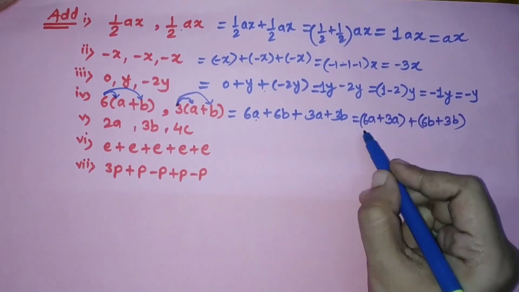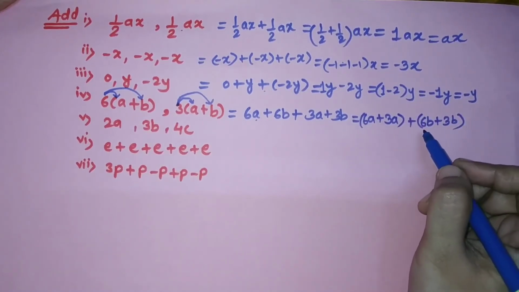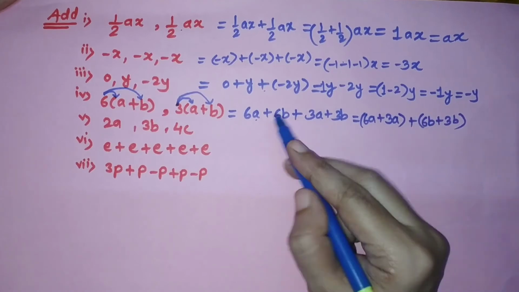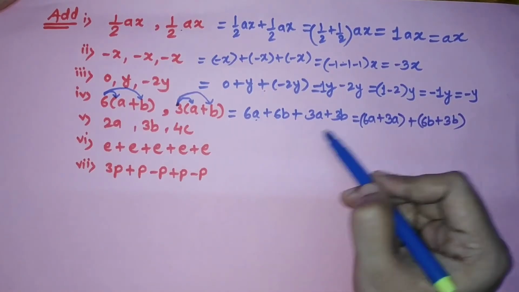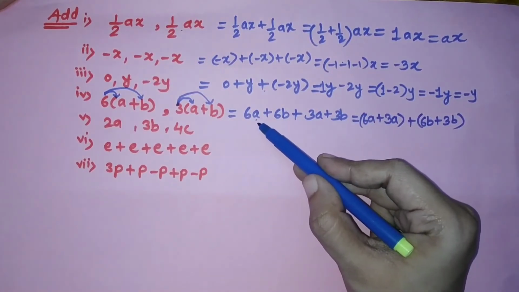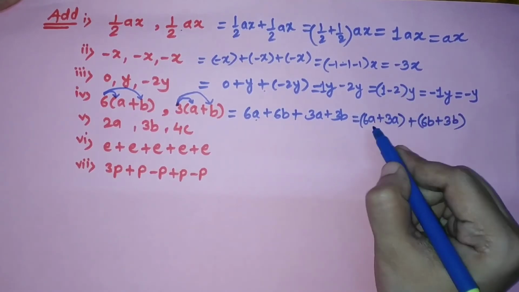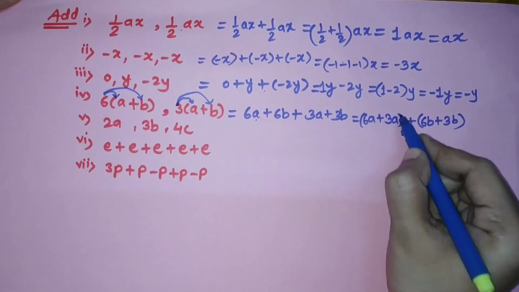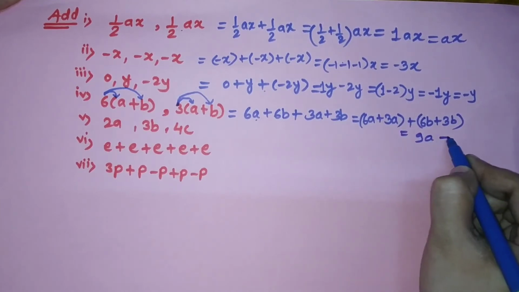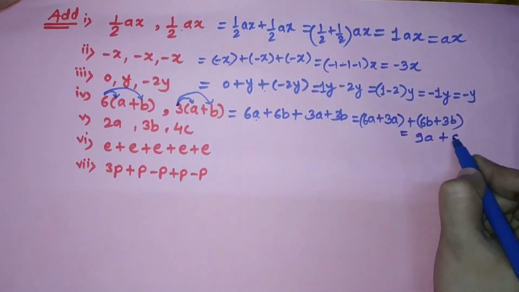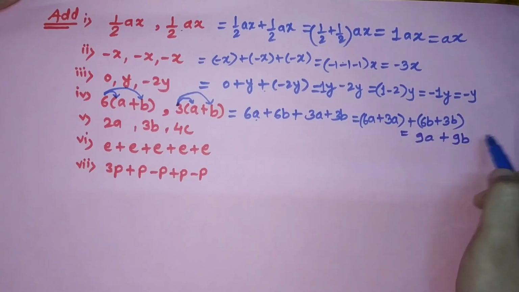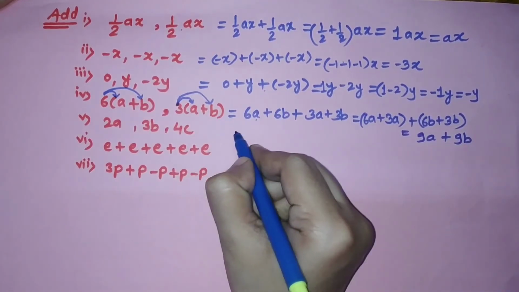This step you can do mentally, otherwise no need to write in this detail. Just you need to check where the like terms are present. Like if I choose 6a, I should check everywhere whether there is any like term. So yes, here it is a like term. 6a plus 3a will give 9a, and here 6 plus 3, that is 9 of b. So 9a plus 9b is the answer.